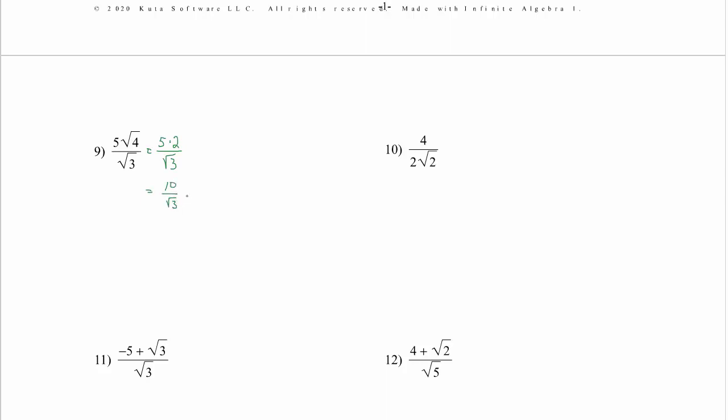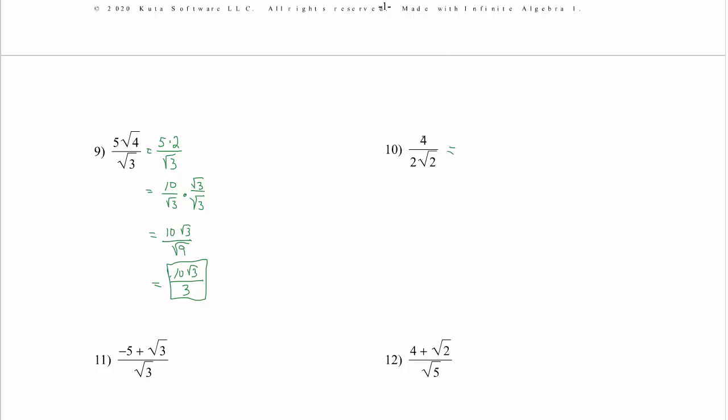We still have that square root of 3 in the denominator, so we're going to rationalize it by multiplying by the square root of 3 over the square root of 3. 10 times the square root of 3 is 10 square roots of 3. And the square root of 3 times the square root of 3 is square root of 9. 10 square roots of 3 over, what's the square root of 9? It is 3, which is our final answer. Let's try one more of these.